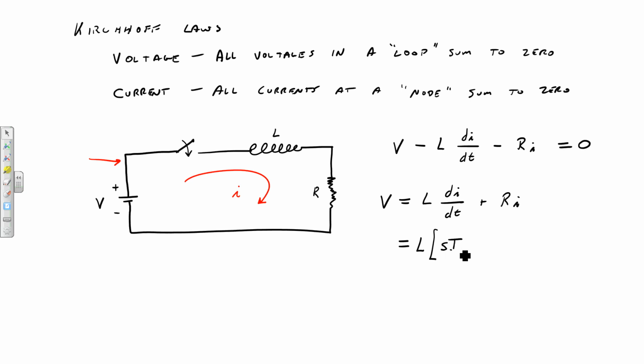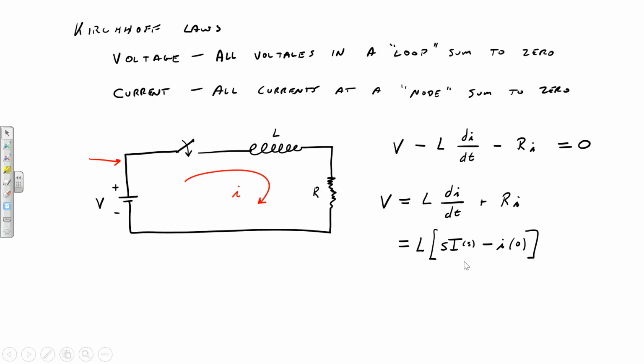S times I of s, right? Because a derivative always has an s. Double derivative has two s's, s squared, right? And then really, you would have this, which I usually skip over when I do mechanical systems. I don't talk about initial conditions. But in electrical systems, you might want to talk about that a little bit more, okay?